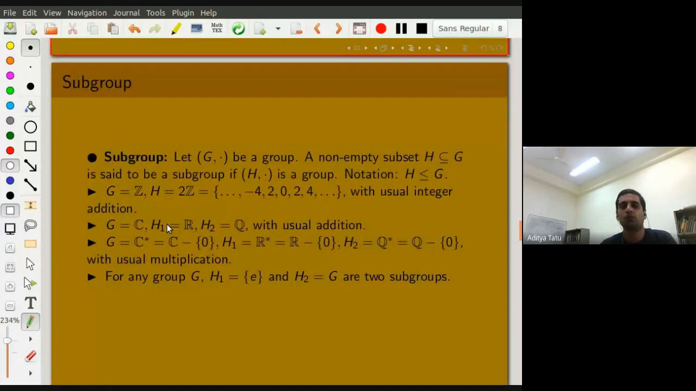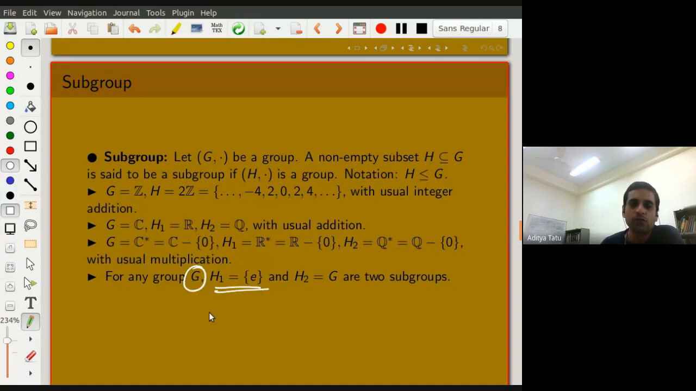No matter what your group is, you can always have at least two subgroups. These are the easiest subgroups that you can have. One is the subset that contains only the identity element. Remember, since G is a group, from the group axioms there will be an identity element, and we proved that it is unique. If I consider the singleton subset H1 that contains only the identity element, you can show that H1 is also a group, and therefore H1 is a subgroup of G.